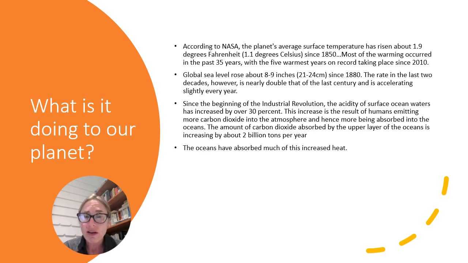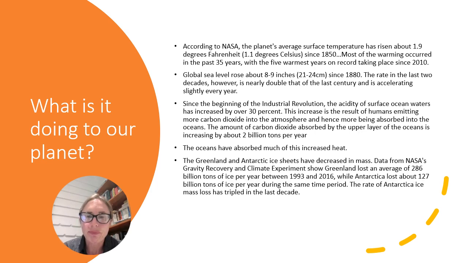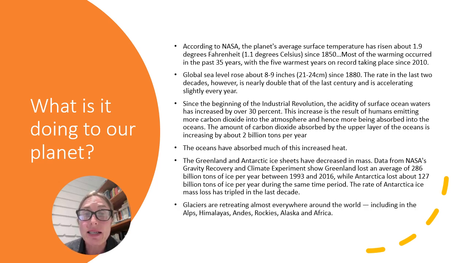So consequently, the oceans have absorbed much of this increased heat. The Greenland and Antarctic ice sheets have decreased in mass. Data from NASA's Gravity Recovery and Climate Experiment show Greenland lost an average of 286 billion tonnes of ice per year between 1993 and 2016, while Antarctica lost about 127 billion tonnes of ice per year during the same period. The rate of Antarctica ice mass loss has tripled in the last decade. Glaciers are retreating almost everywhere around the world, including in the Alps, Himalayas, Andes, Rockies, Alaska and Africa.